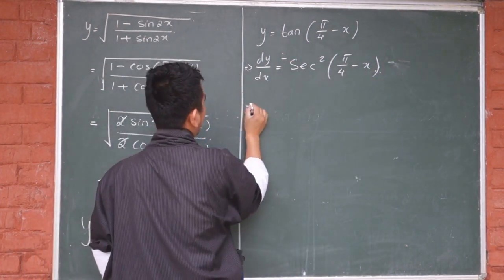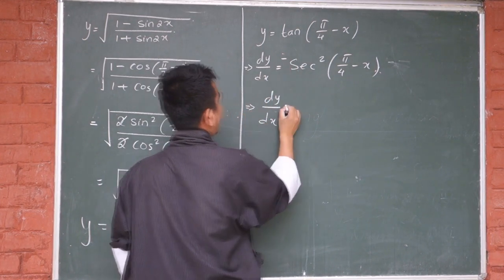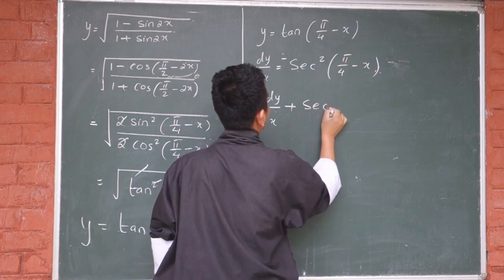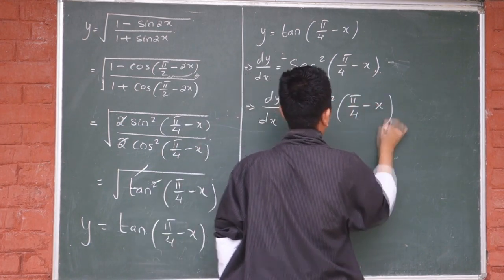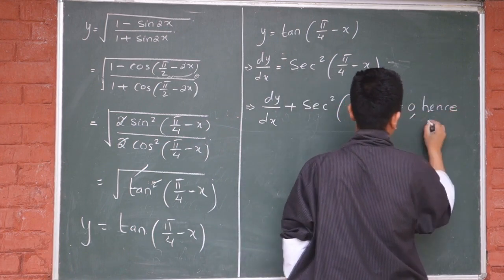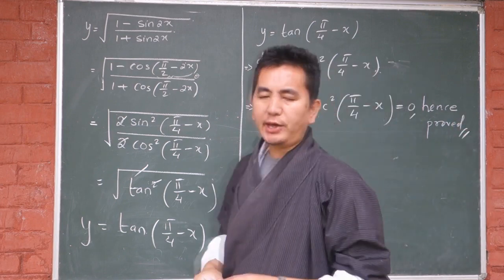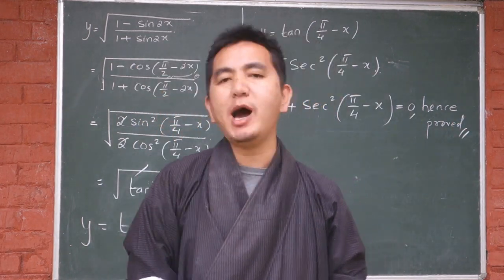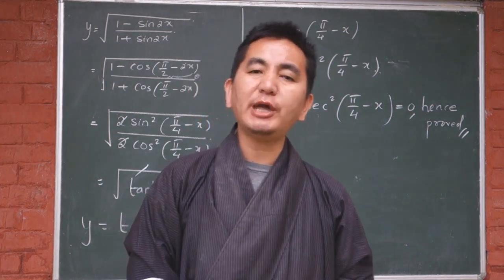Bring this on the left hand side. We have dy by dx. When you bring the negative here, it becomes positive: dy by dx plus sec square(pi by 4 minus x) is equivalent to 0. Hence proved. So this way the trigonometric differentiation is over. So in the next lesson video we will start with logarithmic differentiation.